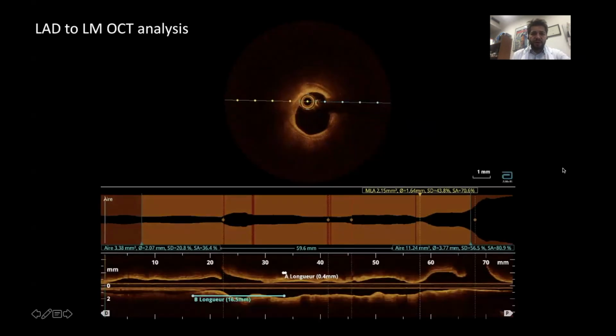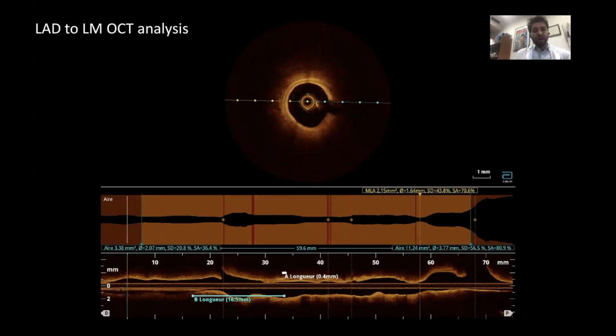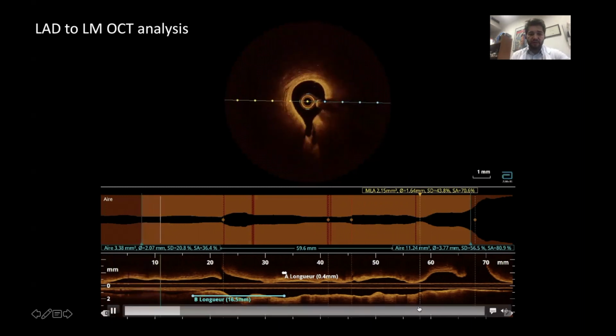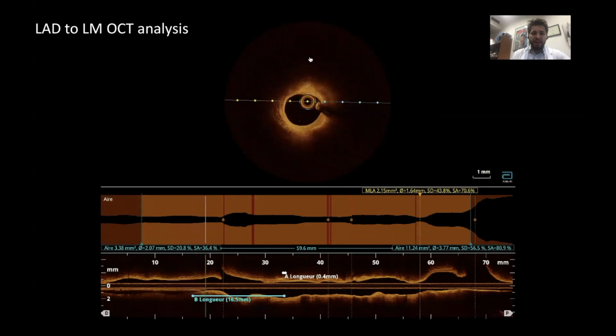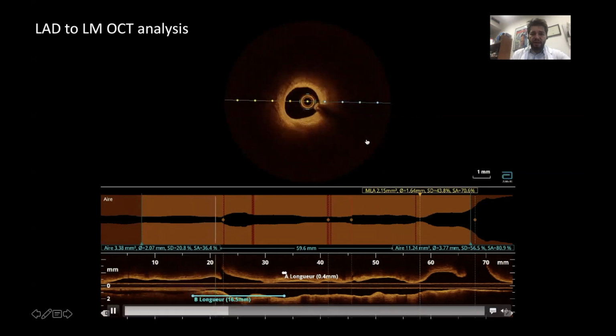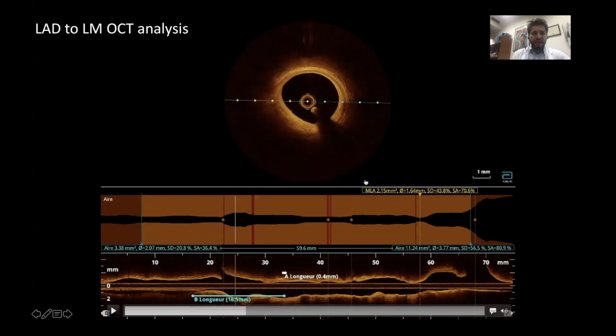We initially performed the pre-PCI OCT on the LAD, and you see that there is a very diffuse, quite aggressive atherosclerosis with presence of lipids, inflammatory cells, and very, very diffuse disease.